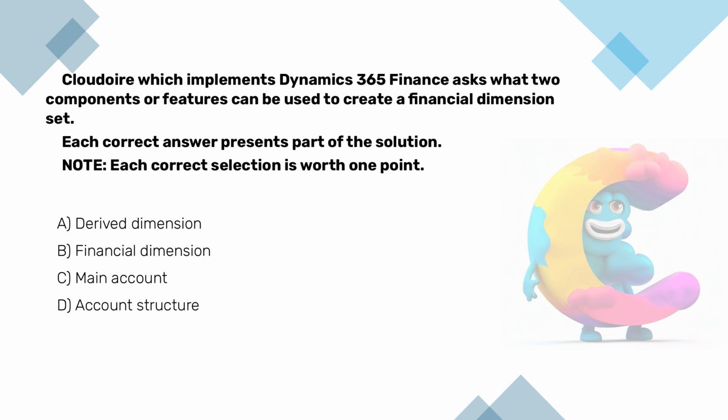Okay, now pause the video here, have a bit of think, and then continue when you are ready. To create a financial dimension set in Dynamics 365 Finance, the following two components are essential. B. Financial dimension. This contains primary financial data such as revenue, expenses, assets, and liabilities. And D. Account structure. This organizes these dimensions into relevant categories like operations or marketing to facilitate better management and reporting.